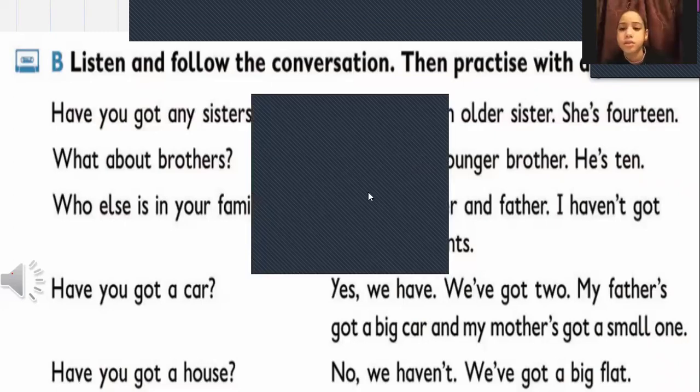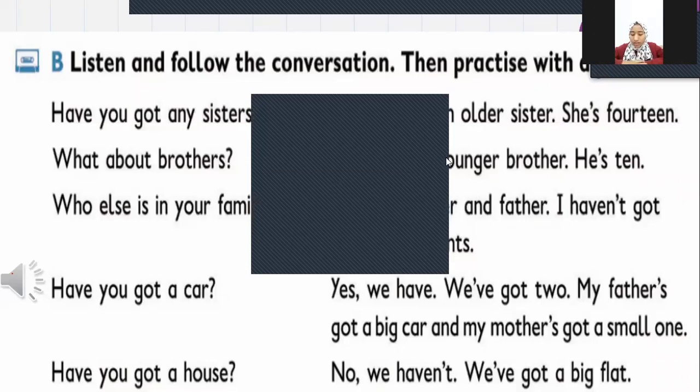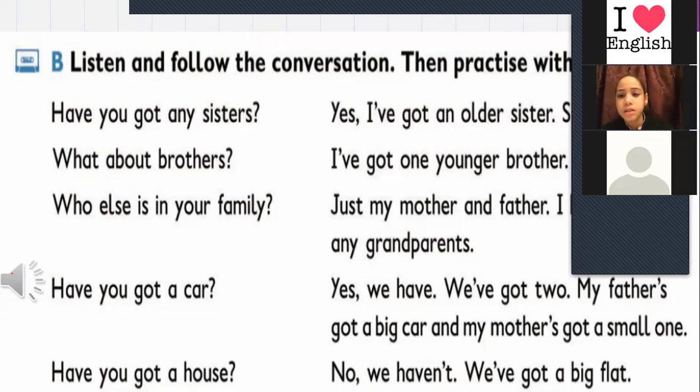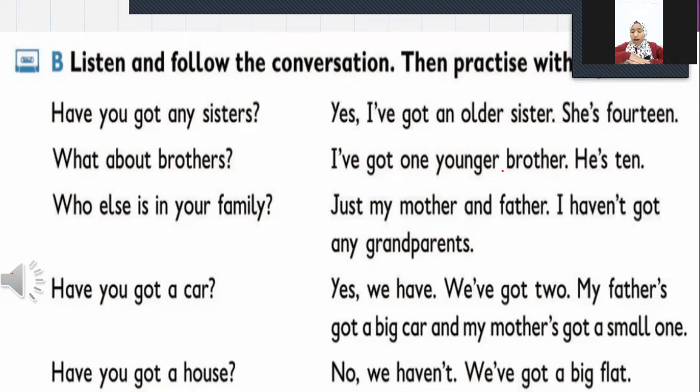Yes, I have got an older sister. She's 14. What about brothers? I've got one younger brother. He is 10. Yes, very good. Yes, Taqwa. Who else is in your family? Just my mother and father. I haven't got any grandparents.